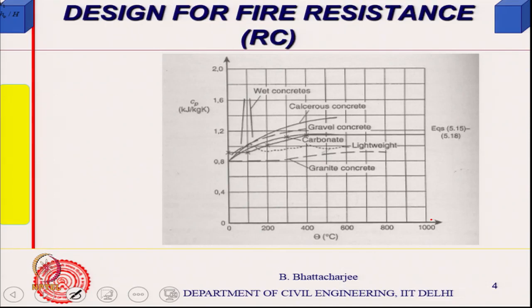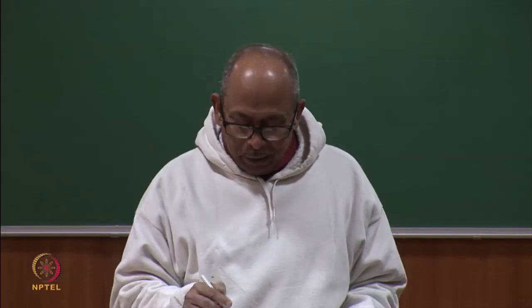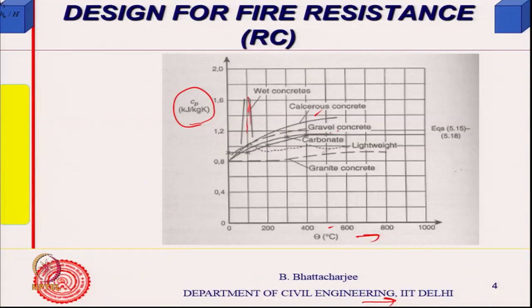So, properties, if we look at it, how do properties vary? Thermal conductivity, for example, specific heat, for example, increases, and it is a function of temperature, and with temperature it also depends upon the type of aggregate. Wet concrete, of course, has a very high specific heat, because wet concrete means water. Water has a very high specific heat, so it increases significantly there.